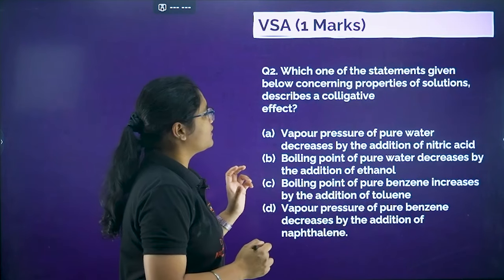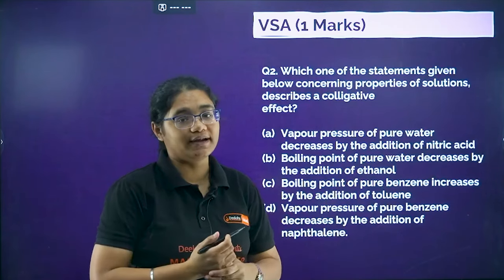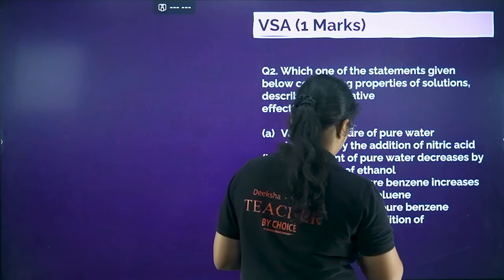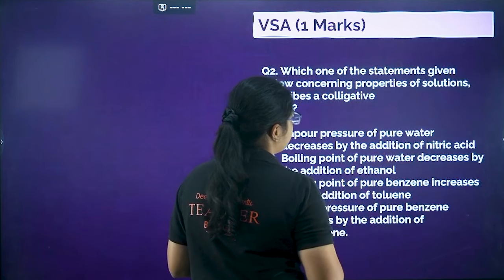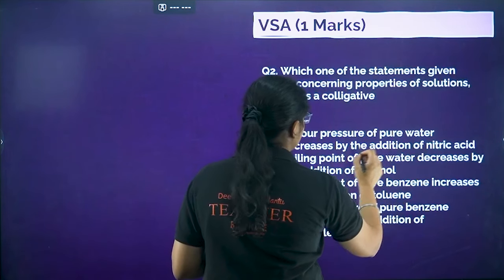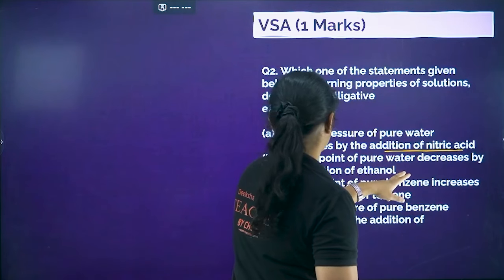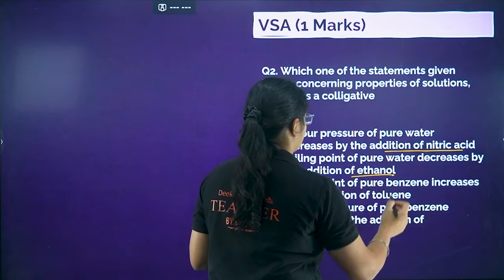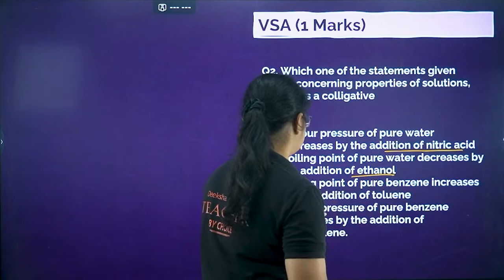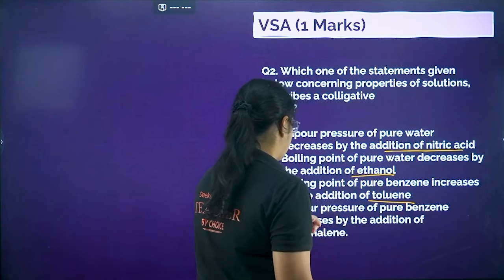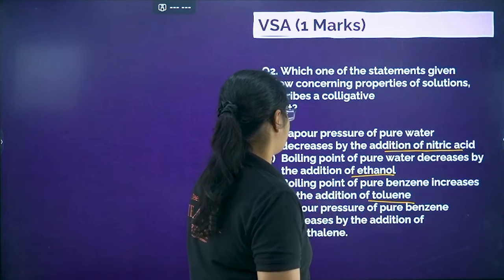Next, which one of the following statements given below concerning the properties of solutions describes a colligative effect? Vapor pressure of pure water decreases by the addition of nitric acid. Boiling point of pure water decreases by the addition of ethanol. Next, we have boiling point of pure benzene increases by the addition of toluene, and next we have vapor pressure of pure benzene decreases by the addition of naphthalene.